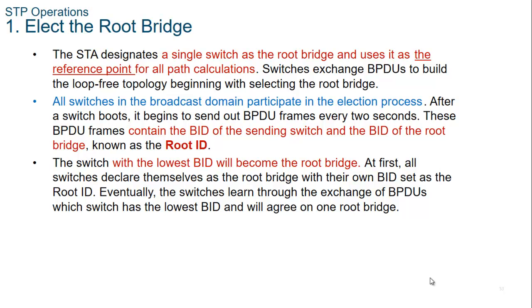These BPDU frames contain the BID of the sending switch and the BID of the root bridge, known as the root ID. The switch with the lowest BID will become the root bridge. At first, all switches declare themselves as the root bridge with their own BID set as the root ID. Eventually, the switches learn through the exchange of BPDUs which switch has the lowest BID and will agree on one root bridge. This is one election that is done very peacefully.